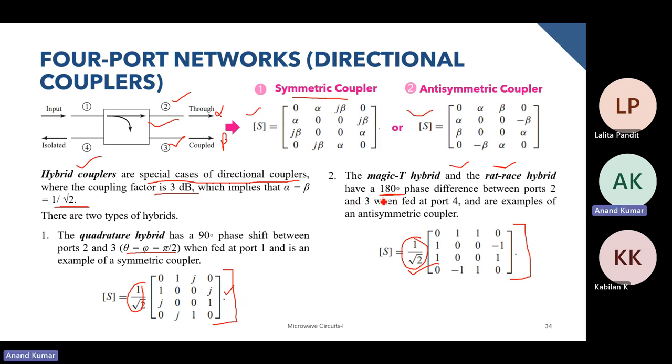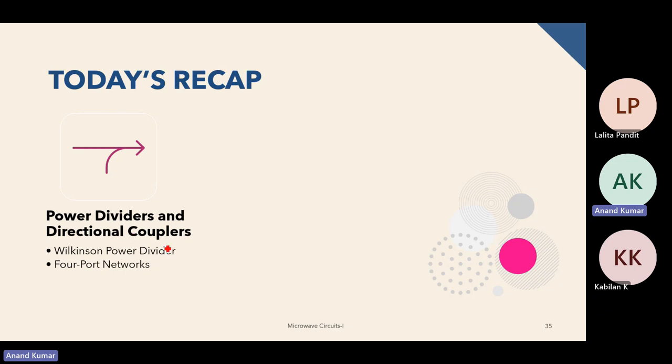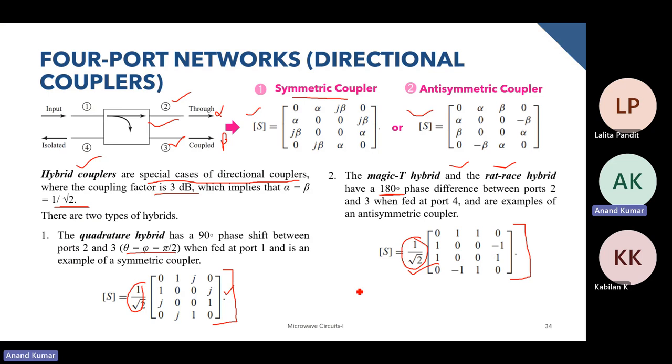So we covered the Wilkinson power divider and four-port networks. Maybe I'll go back and stay here at this slide. If you have any questions, we can take them now or in the next class. We have completed module 8 now, and the next class will start with module 9, and I believe in two more classes we'll wrap up this course.